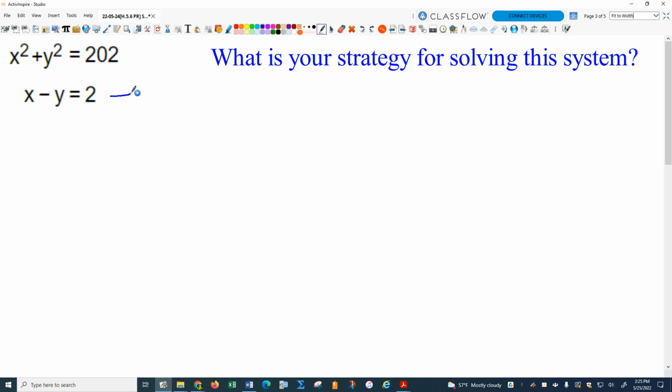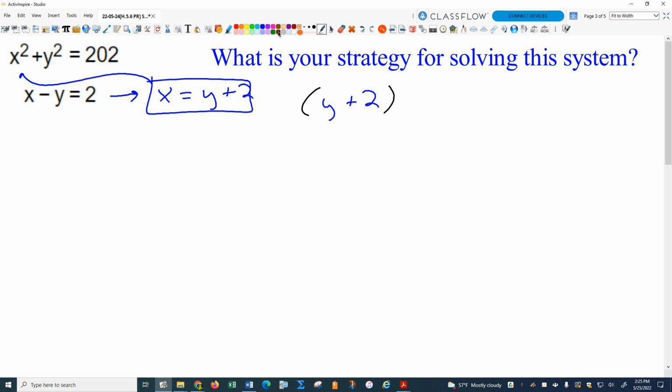And it'd be really easy in this case. I could solve for x by just adding y to both sides. So x would just equal y plus 2. And then all I would have to do is plug that x into the top equation. And isn't that just going to give me, instead of x squared, the quantity y plus 2 squared plus y squared equals 202. Everybody good? And then I would just expand that out and combine like terms and solve the quadratic equation. Agreed? And you guys can all do that. We won't even take time and do that. Let's move on and look at another example.